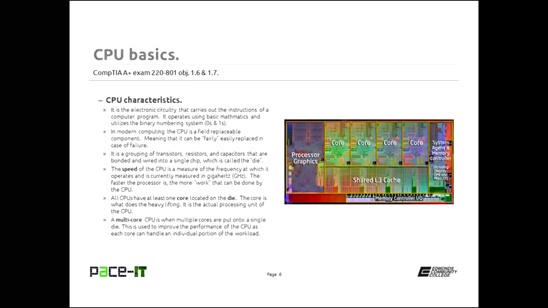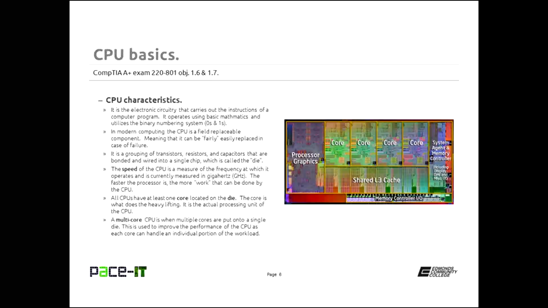So now let's move on here. Let's talk about the CPU. So what is it? Well, it is the electronic circuitry that carries out the instructions of a computer program. It operates using basic mathematics and utilizes the binary numbering system, zeros and ones. On or off, that's all the CPU does. It does everything through the use of binary mathematics. In modern computing, the CPU is a field replaceable component, meaning that it can be fairly easily replaced in case of failure. It is a grouping of transistors, resistors, and capacitors that are bonded and wired into a single chip, which is called the die.